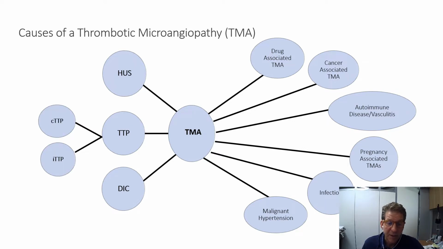With TTP, you need to consider both a congenital form of TTP and the acquired or immune-mediated form of TTP. In the congenital form, you're born without this ADAMTS13 protease. In the immune form, you develop an autoantibody that results in the clearance or the blocking of function of this protease, leading to the TMA presentation.